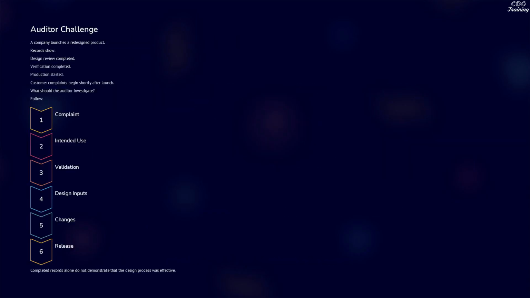A company launches a redesigned product, but records show incomplete reviews and validations. The auditor must determine what should be required to ensure effectiveness. Completed records alone do not demonstrate that the design process was effective.